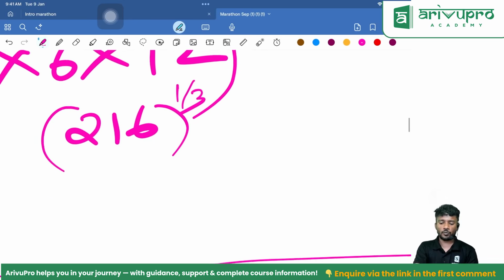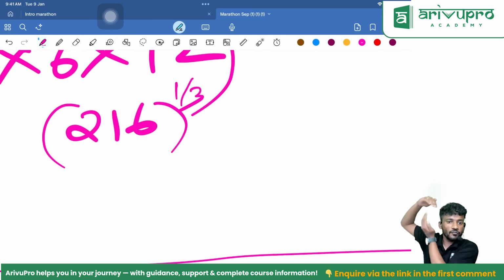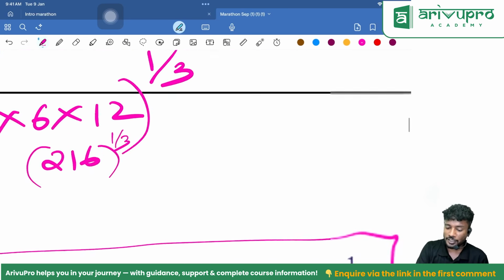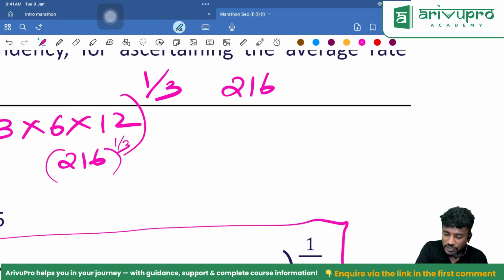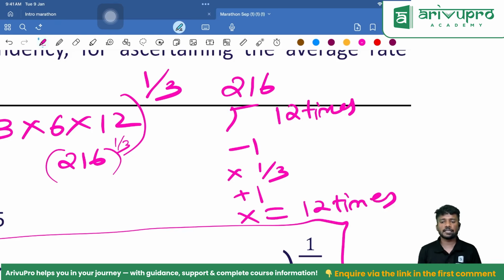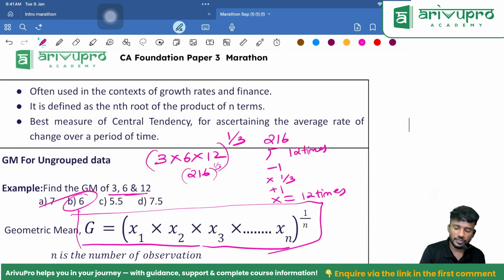There are 2 methods. One, you will know the cube root from very young age. The second one is we can use our calculator method. We already studied one method. Do you remember? Type 216. Then root 12 times. Then minus 1. Multiply it with 1 by 3. Plus 1 into equal to how many times? 12 times. You will get it as 6. Option B.